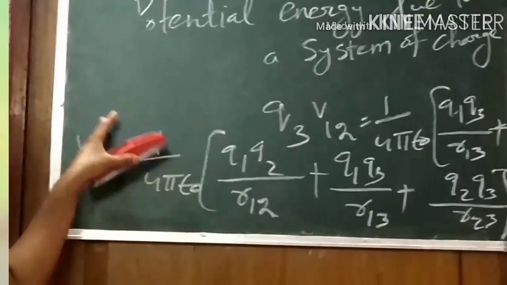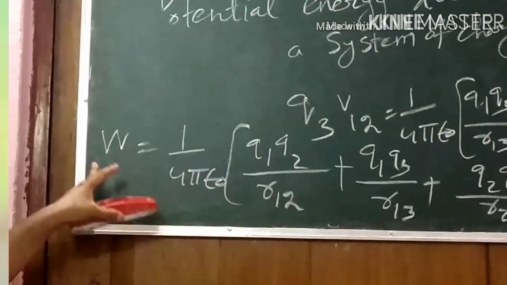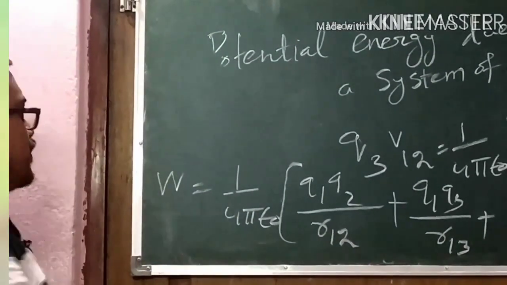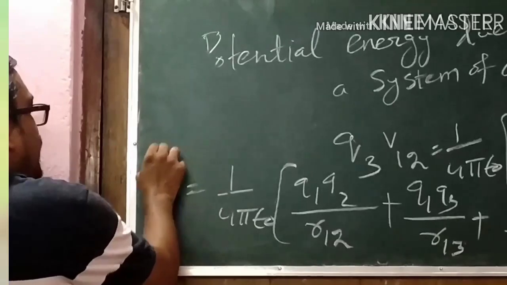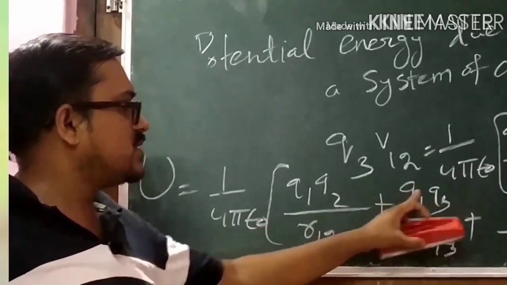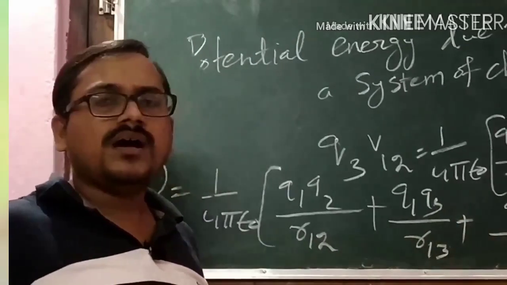As we know, in this case the work done is stored in the form of potential energy. So we can write this work done as the net potential energy, which is equal to 1 by 4 pi epsilon 0 times Q1 Q2 by R12 plus Q1 Q3 by R13 plus Q2 Q3 by R23.